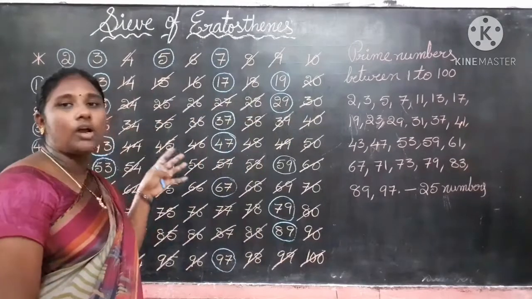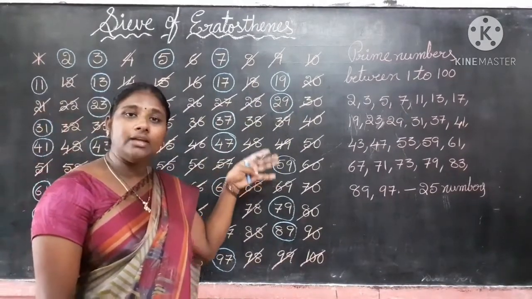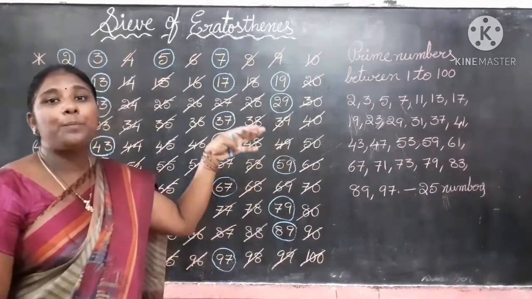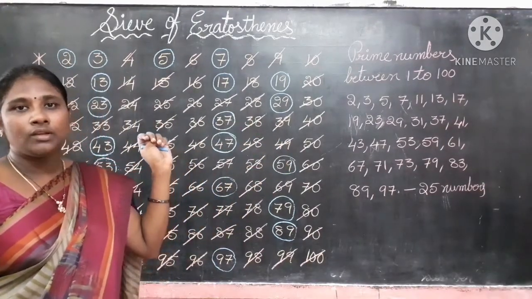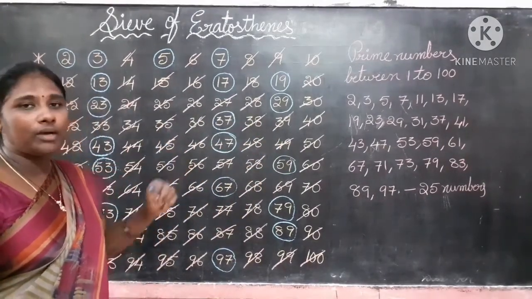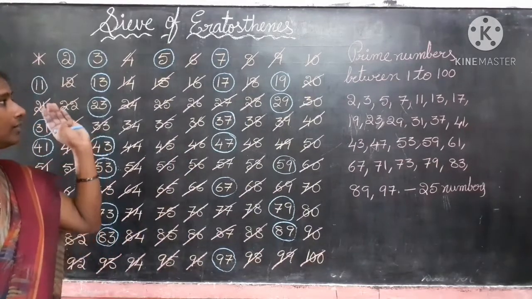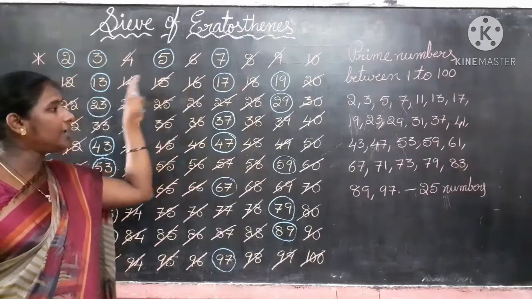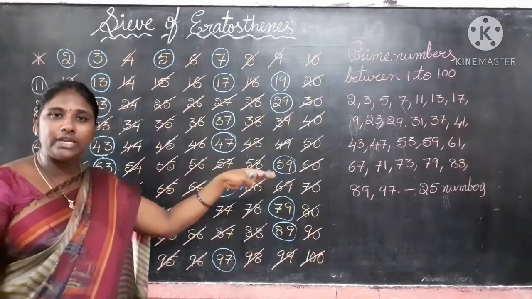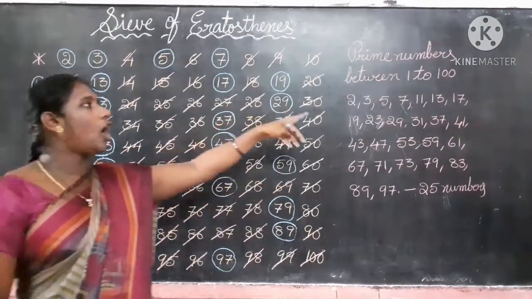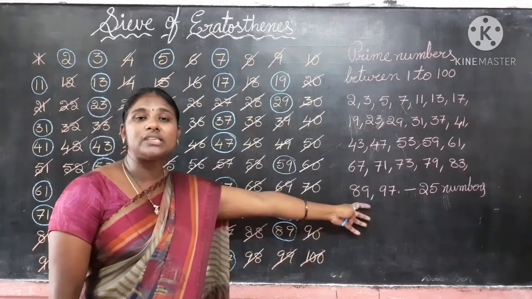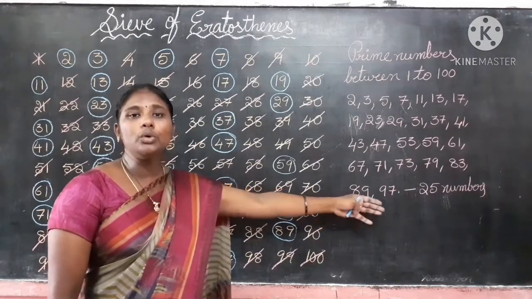This method is called the Sieve of Eratosthenes. Why do we use this method? To find the prime numbers. These are the prime numbers between 1 to 100 and the remaining numbers will be composite numbers between 1 to 100. In total, 25 prime numbers are there between 1 to 100.